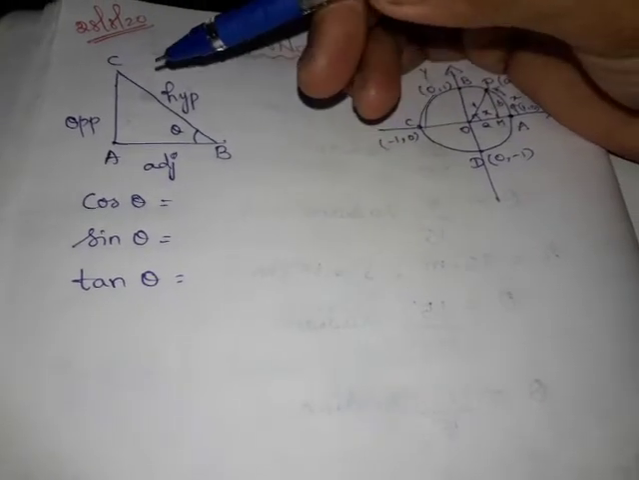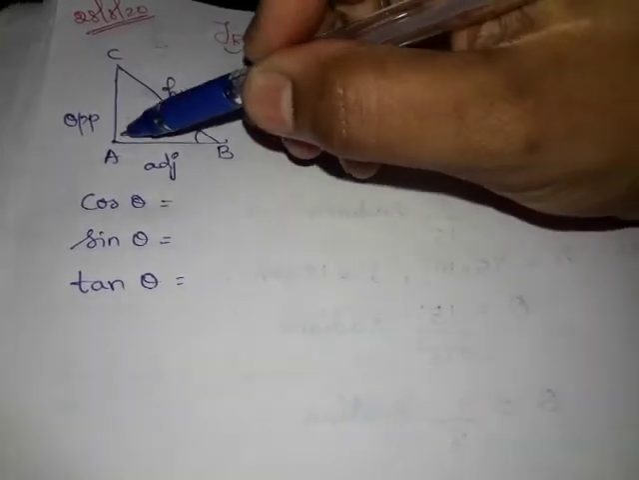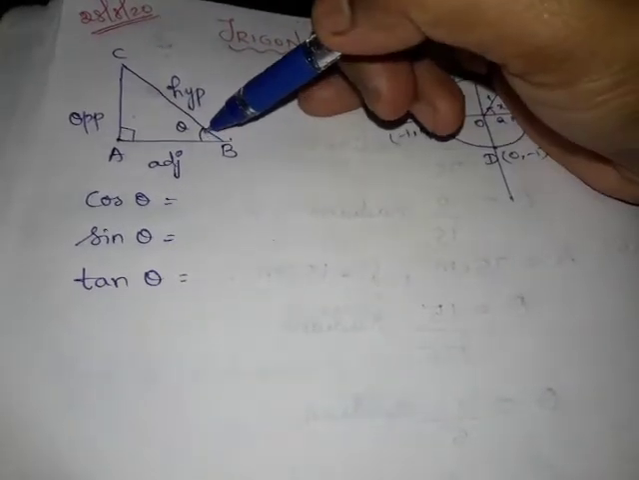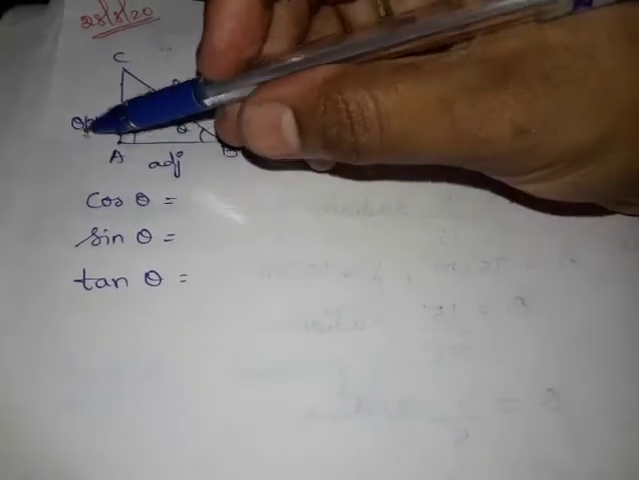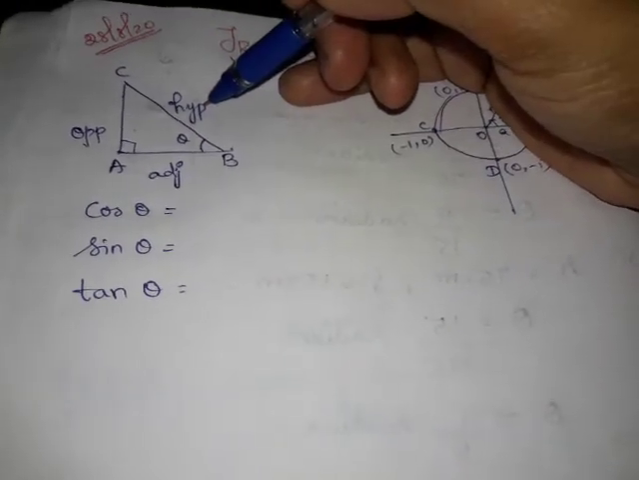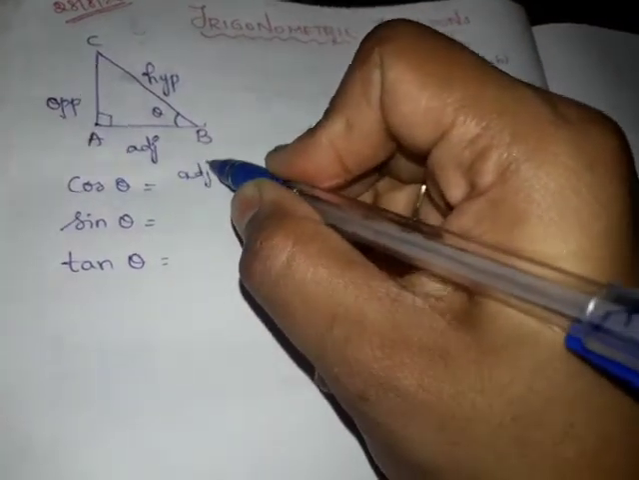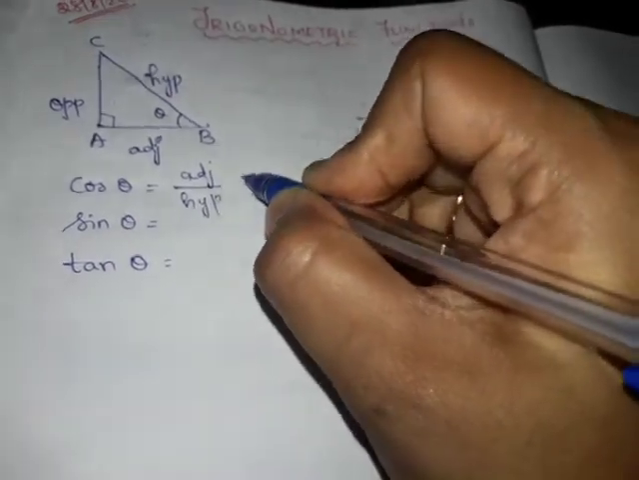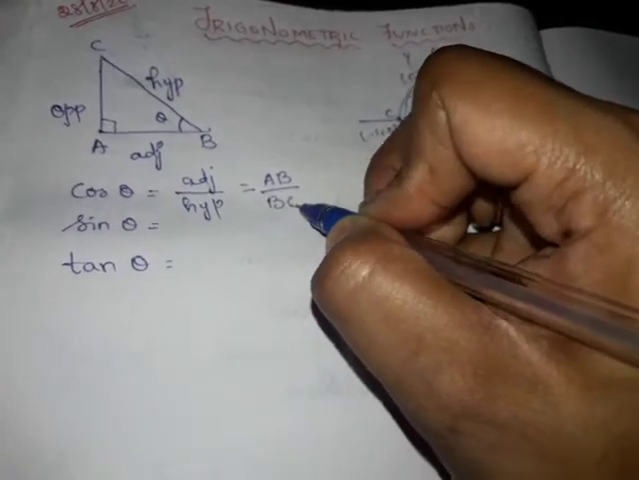We dealt with only right angled triangles. If ABC is a right angled triangle with 90 degrees at A, and if B is angle theta, then we know AC is the side opposite to theta, AB is the side adjacent to theta, and BC is the hypotenuse, right? If this is the case, how did we define cos theta? Cos theta is adjacent side divided by hypotenuse. What is your adjacent? AB divided by BC is your cos theta.